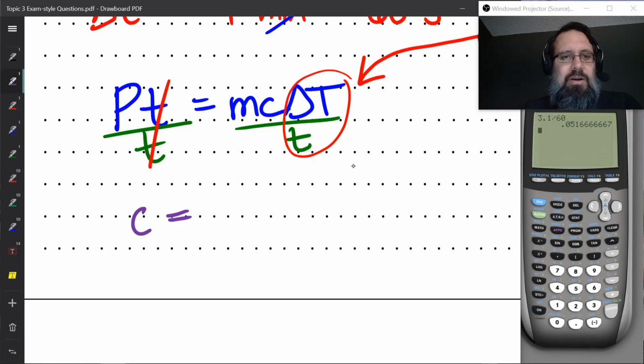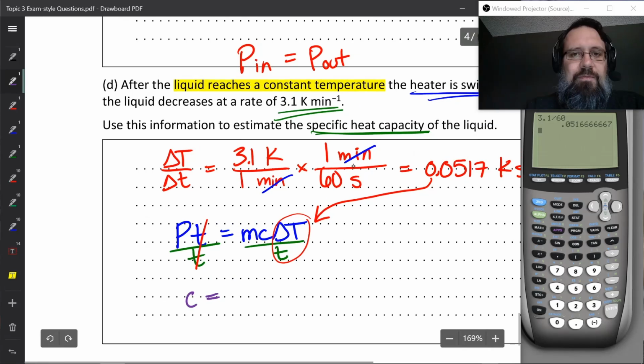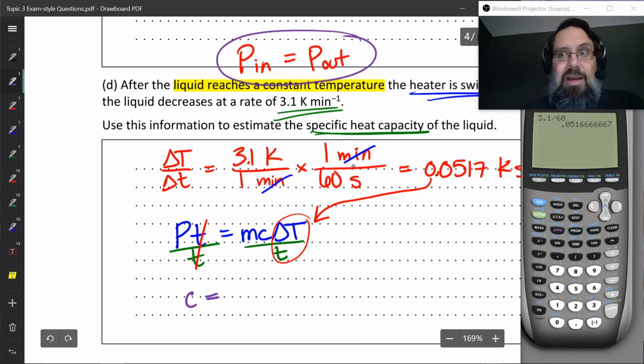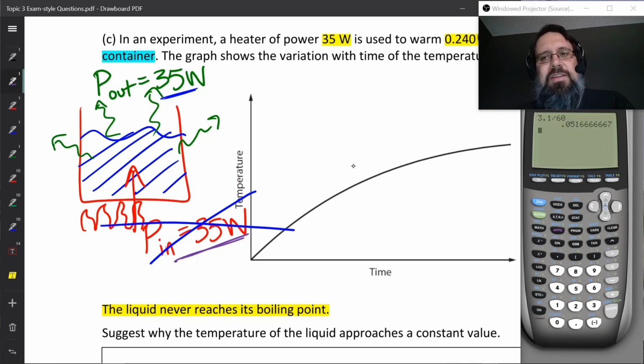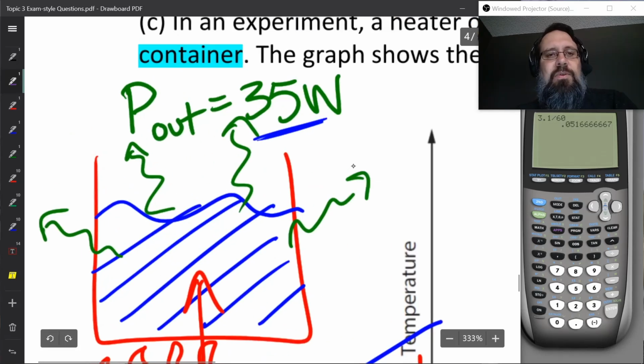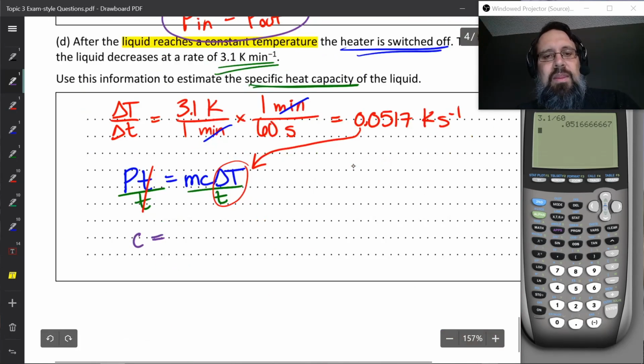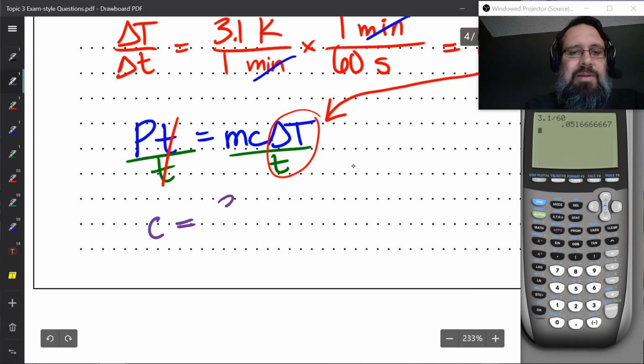We're going to get power. So the power was 35 watts. Remember that the power in was equal to power out. So we were providing 35 watts, but then it was shut off. And because it was at constant temperature, that 35 watts that was being provided is now what's being lost. So we're losing 35 watts, and that 35 watt loss in power, so 35 joules per second being lost. So now I've got my power right there.